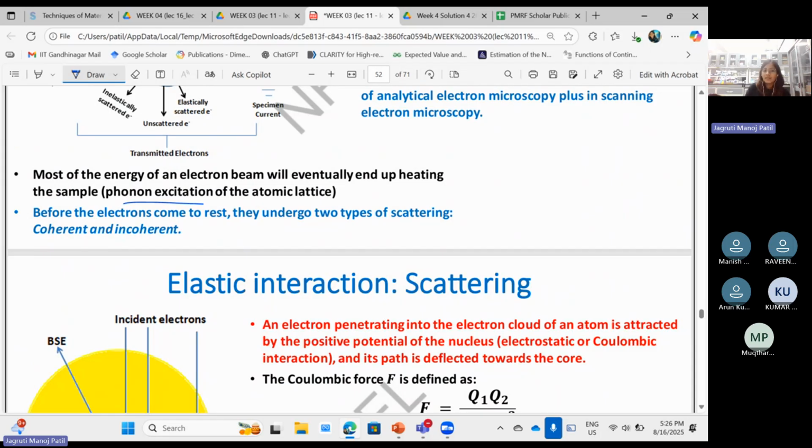So in these cases, everything undergoes only these two types of scattering, that is coherent and incoherent. First of all, it's coherent. When it reaches the specimen, we don't know. Then what happens if it's coherent or incoherent?